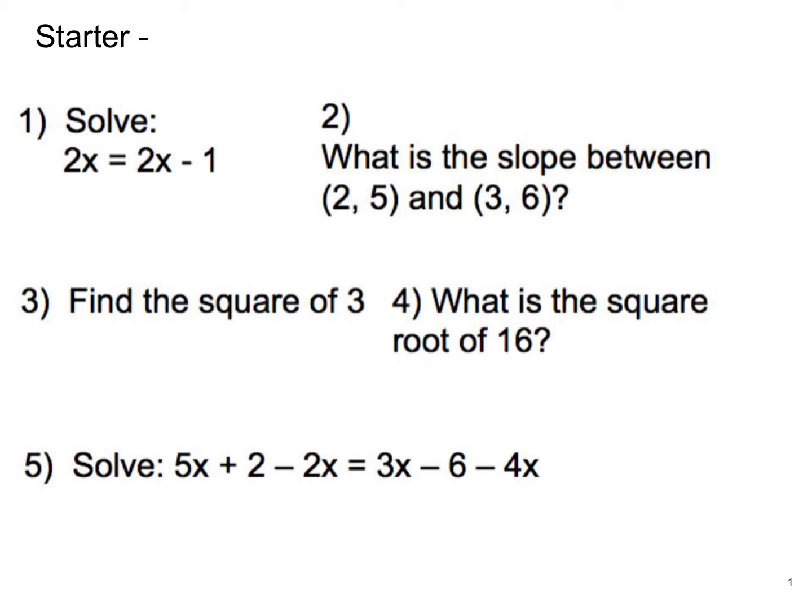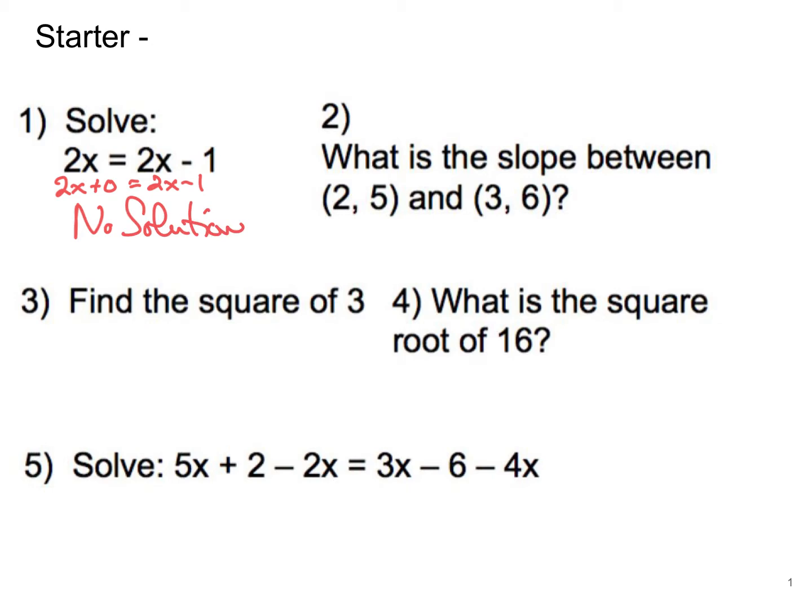So number one, let's check it. Are my variables the same on both sides? Yes. Are my numbers the same on both sides? No. So on the left-hand side, technically I have 2x plus 0 equaling the 2x minus 1. So the variables are the same, but the numbers are different. So this is no solution.